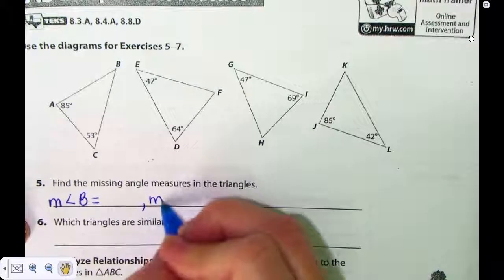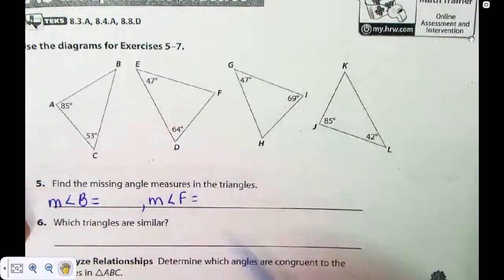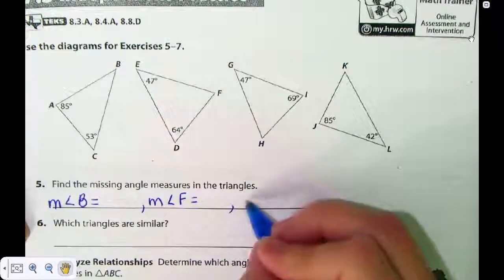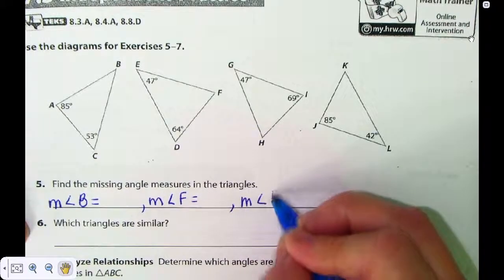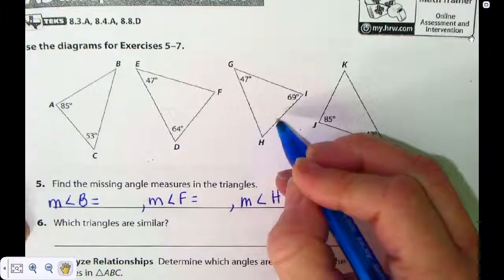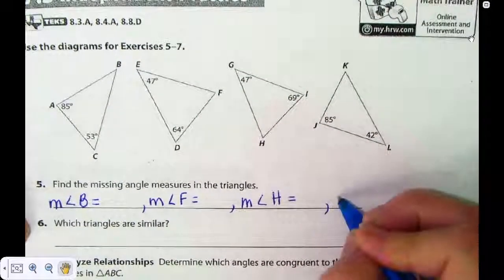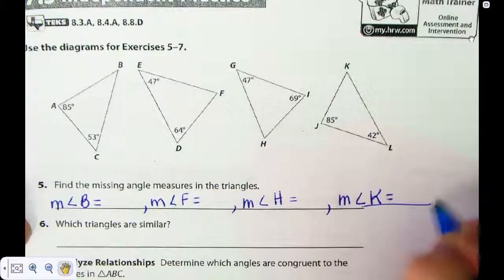In a minute, you're going to do that. The measure of angle F on the next one. Then we need the measure of angle H on the next one. Don't we have I? Yeah, we have I. That's okay. And then on the last one, we need the measure of angle K.